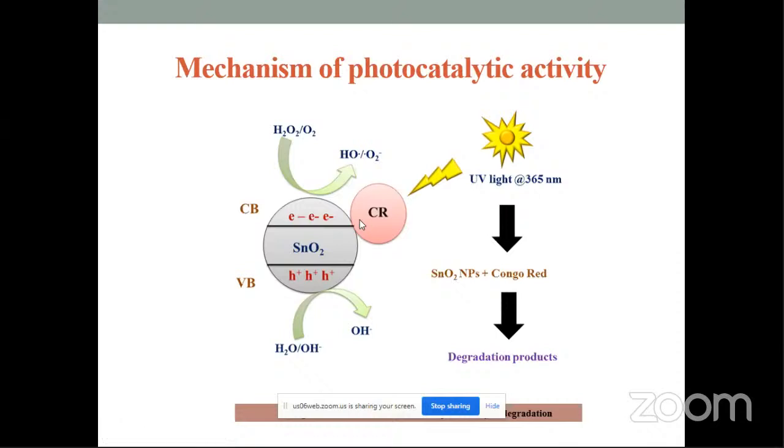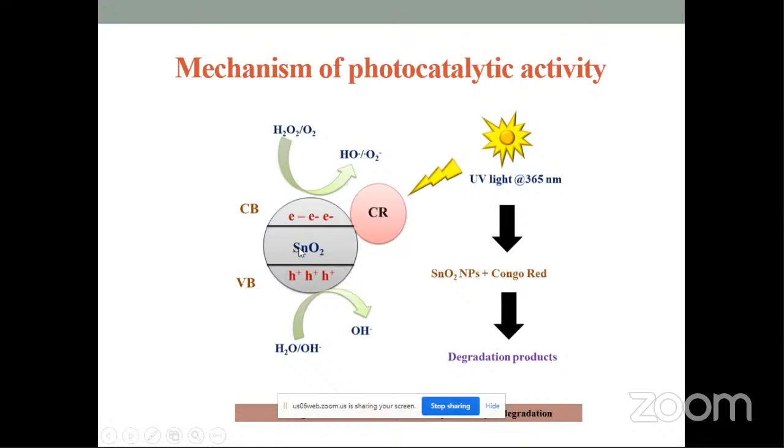When we have done that, these SnO2 nanoparticles are exposed to UV light. When we expose the SnO2 nanoparticles to UV light with energy above the band gap energy, they get excited. When the light falls here, it forms an electron-hole pair in the valence and the conduction band.